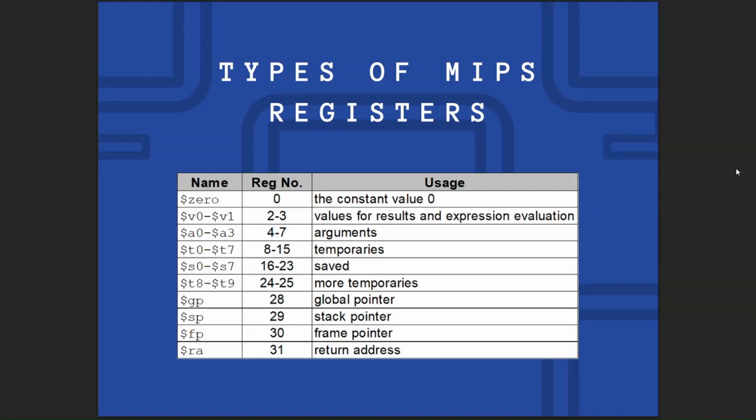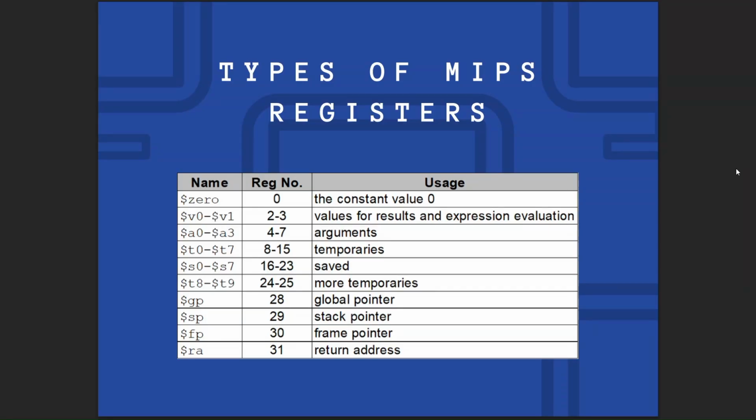This slide shows the 32 general purpose registers in MIPS, each with a specific name, number, and usage convention. Register 0 is $0. It always contains the constant value 0. This is useful for comparisons and initializing values. Registers 2 and 3 are $V0 and $V1. These are used for values returned by functions and for expression evaluation.